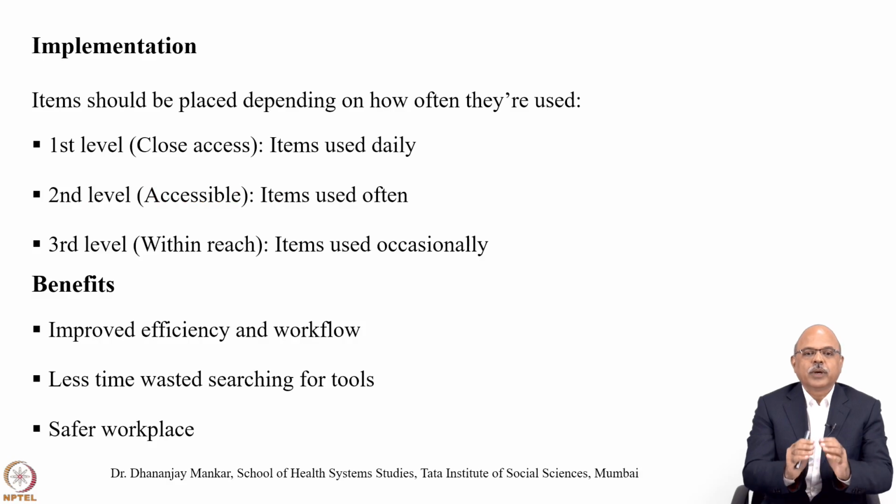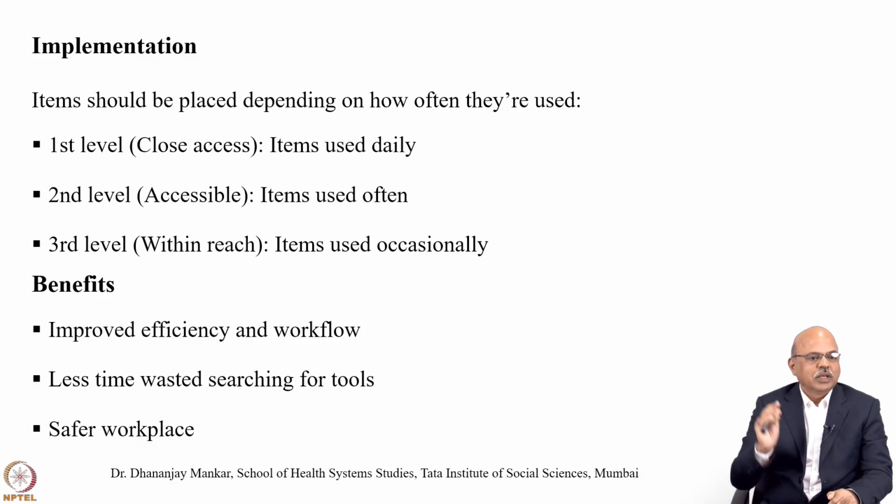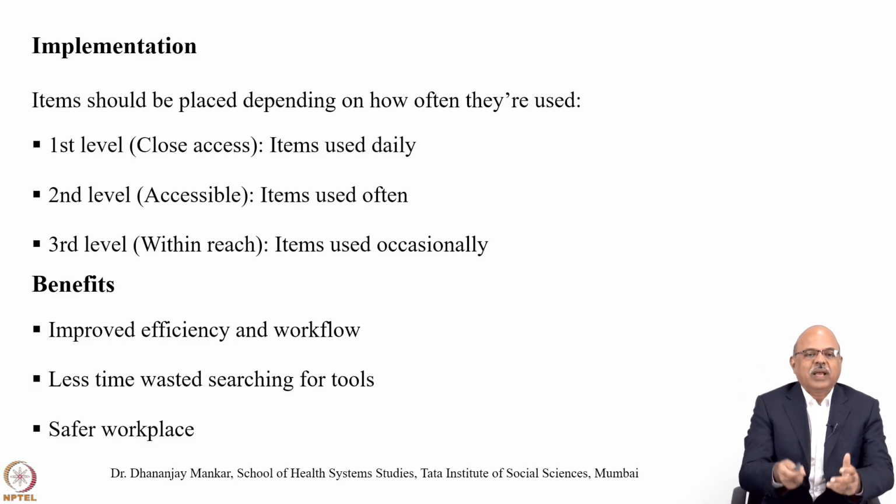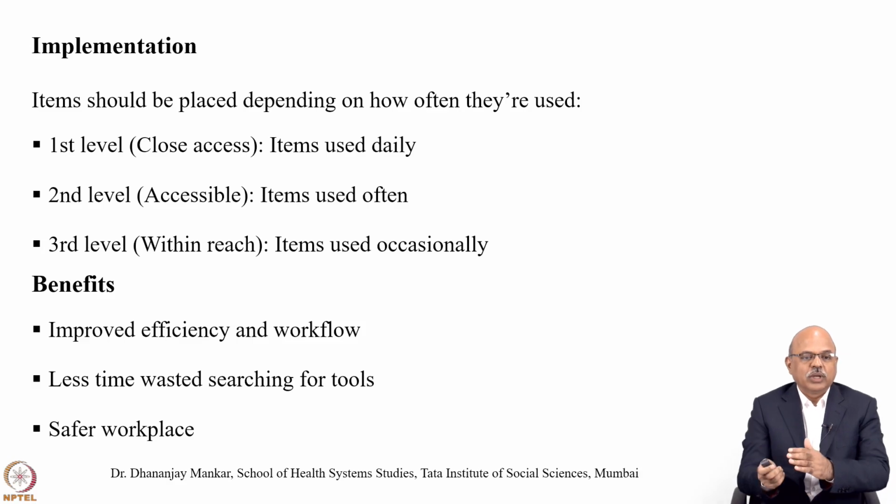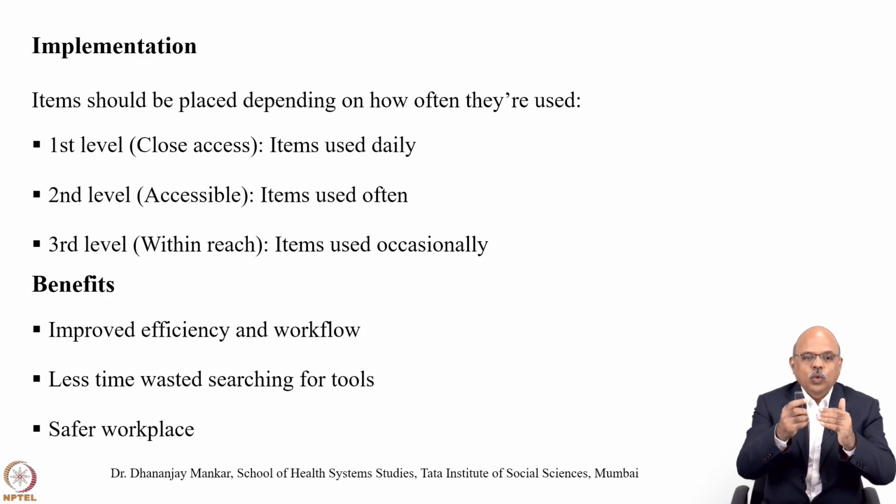Items should be placed depending on how often they are used: what is used daily, what is used often, and what is used occasionally. What are the things that you require daily? What are the things that you often use? And what are the things that you occasionally need? First level is items used daily. Second level is items used often. And third level is items used occasionally. From close access to accessible and within reach, step by step.